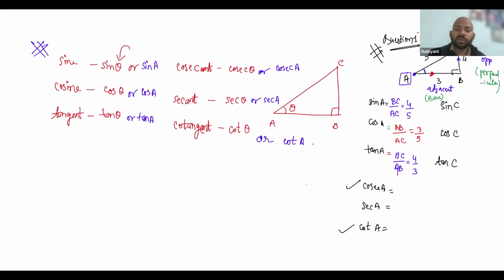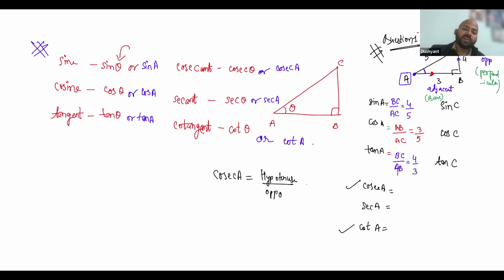Cosecant is the reciprocal of the sine. So sine is opposite over hypotenuse, and its reciprocal is hypotenuse over opposite. Hypotenuse over opposite, sorry about that. Right, hypotenuse over opposite.